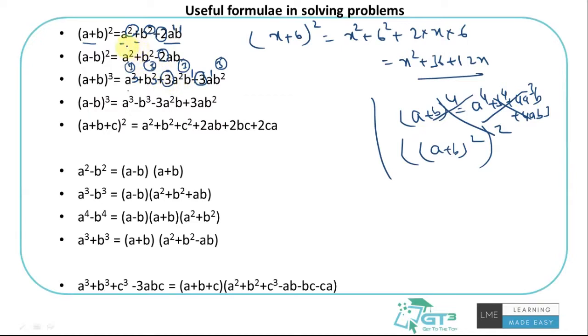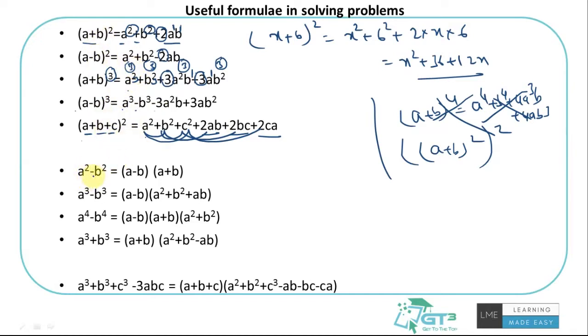right? So it should be a cube plus b cube, because it's whole power 3, so it's a cube plus b cube plus 3a square b. So the coefficient will be 3 and also a square b power 1, so that sum is 3, and 3ab square. a minus b whole cube is a cube minus b cube minus 3a square b plus 3ab square. And a plus b plus c whole square is like I have 3 terms here. So this will come as a square plus b square plus c square plus 2ab plus 2bc and 2ca. Similar to this, like a square plus b square plus 2ab, but then I also have b square plus c square plus 2bc, a square plus c square plus 2ca. That's how you have to remember this, but these are important formulas to remember.